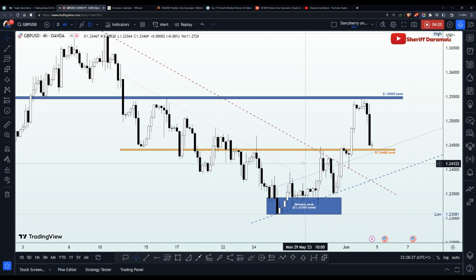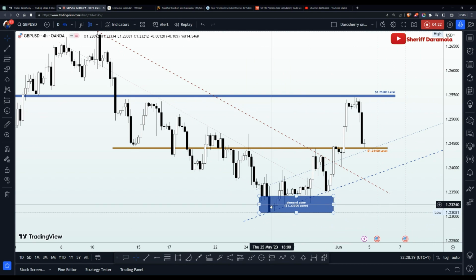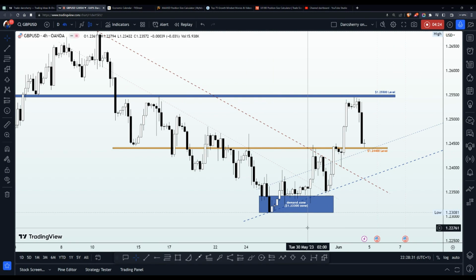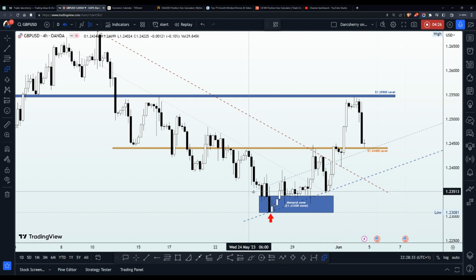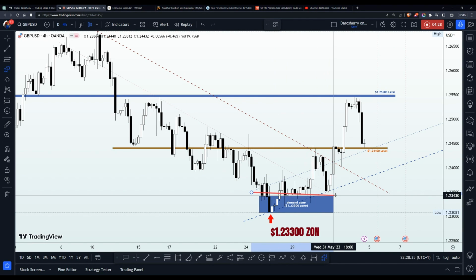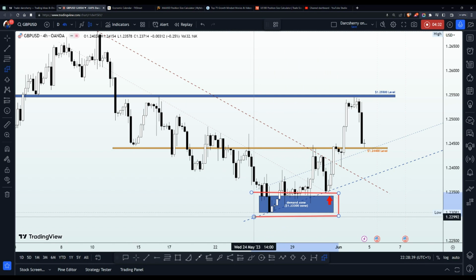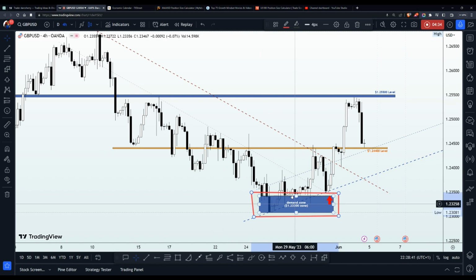But something interesting happened during the later part of last week after price action dropped into that zone around the 1.2330 level. And what we saw here was quite interesting as we saw buy pressure resume, negating all attempts by the sellers to break down that structure.